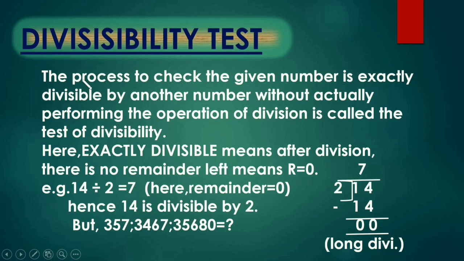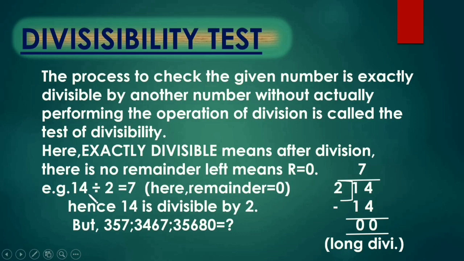The process to check whether a given number is exactly divisible by another number without actually performing the operation of division is called the test of divisibility. Here, exactly divisible means after division there is no remainder left, meaning the remainder is 0.